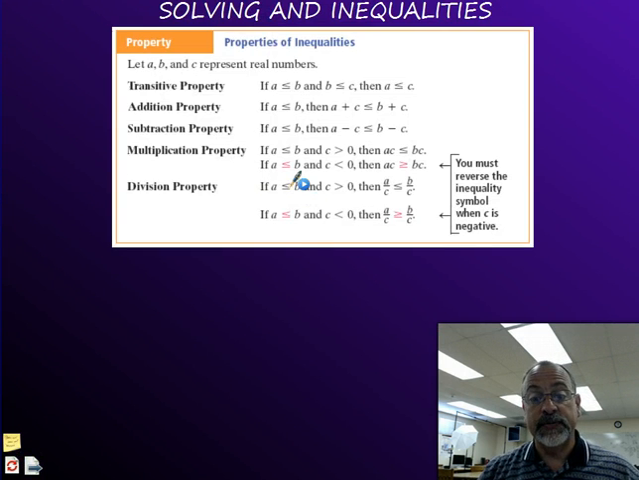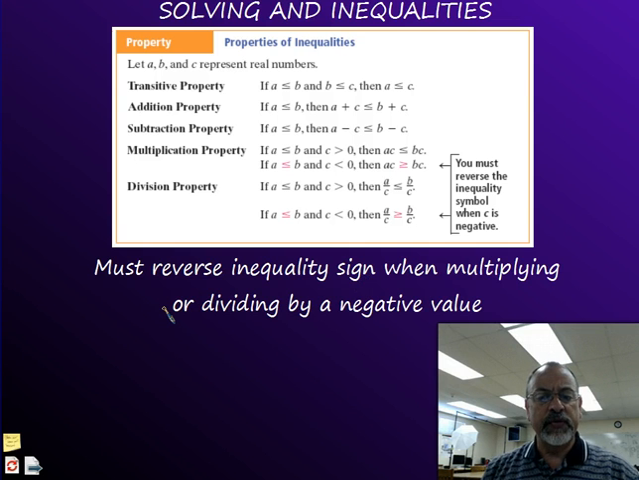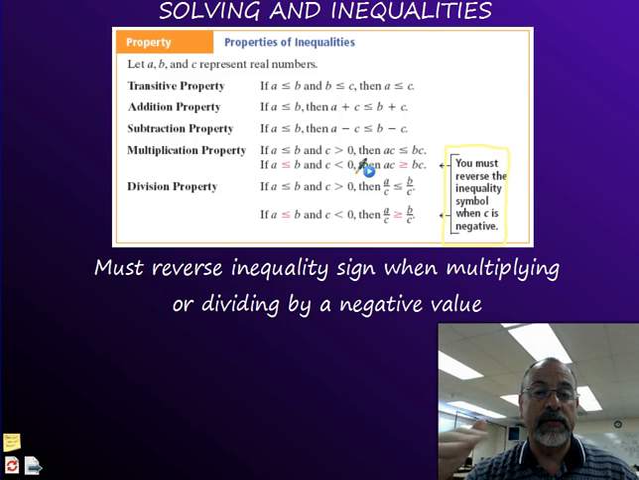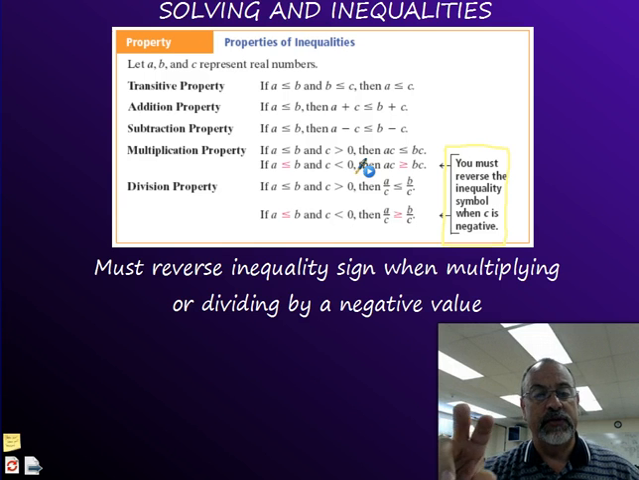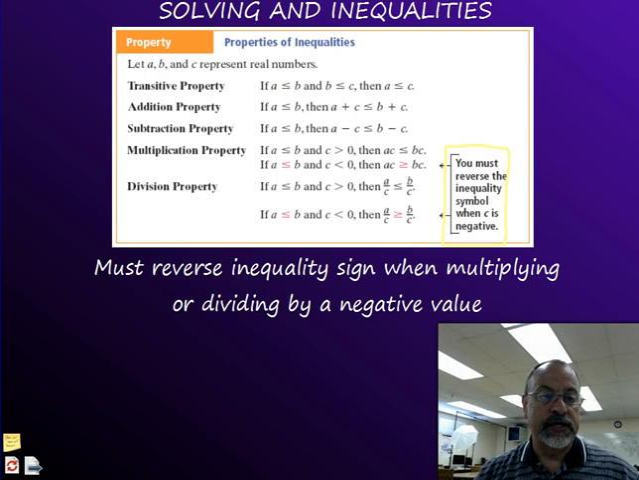And the exception is this: you have to reverse the inequality sign when you multiply or divide by a negative number. So you look down here in this box that's in your book, the properties of inequalities, and you'll notice that all those are the same. If you're dividing by a negative number, in that very last step, and the last step is always division, you need to reverse that inequality sign.